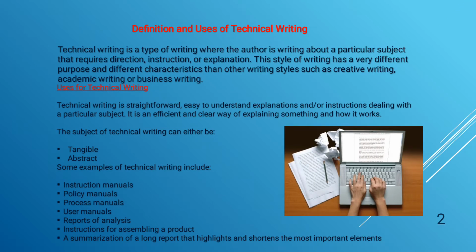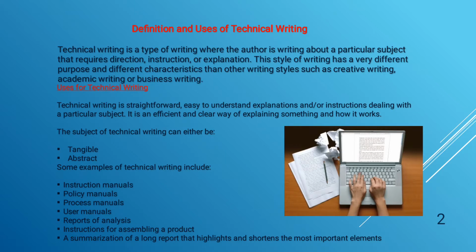Before we learn about the writing style and language of technical writing, let's discuss the definition and the uses of technical writing. As you can see, the slide reads: technical writing is a type of writing where the author is writing about a particular subject that requires direction, instruction, or explanation. This style of writing has a very different purpose and different characteristics than other writing styles such as creative writing or academic writing or business writing.